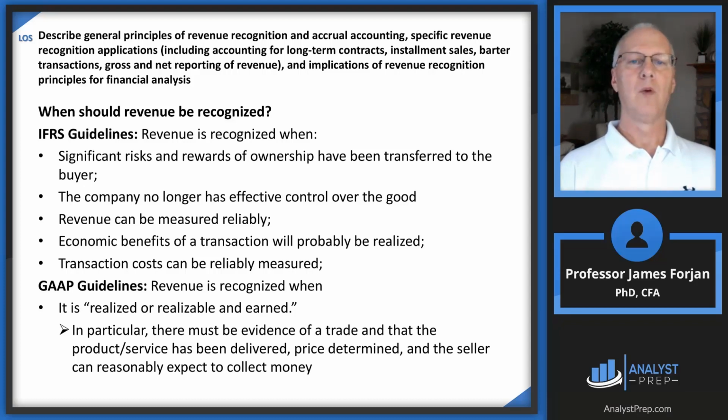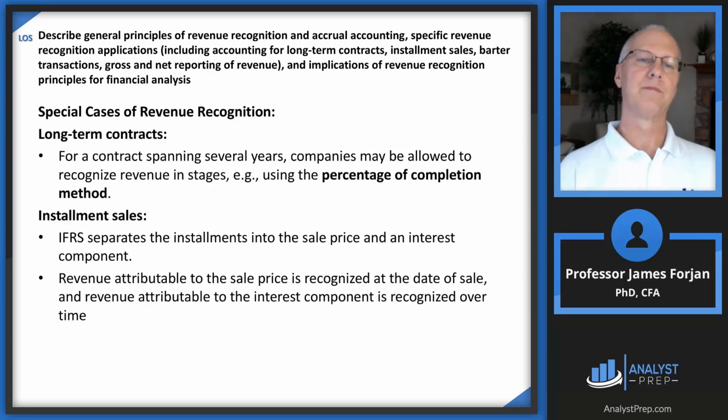So when should revenue be recognized? The international standards suggest that revenue is recognized when there's a transfer of ownership and those risks have been transferred, no control over the good, revenue can be measured reliably, economic benefits will probably be realized. The GAAP guidelines are just a little bit more vague. Revenue is recognized when it is realized or realizable and earned. And so there's evidence of trade and that a product or service has been delivered.